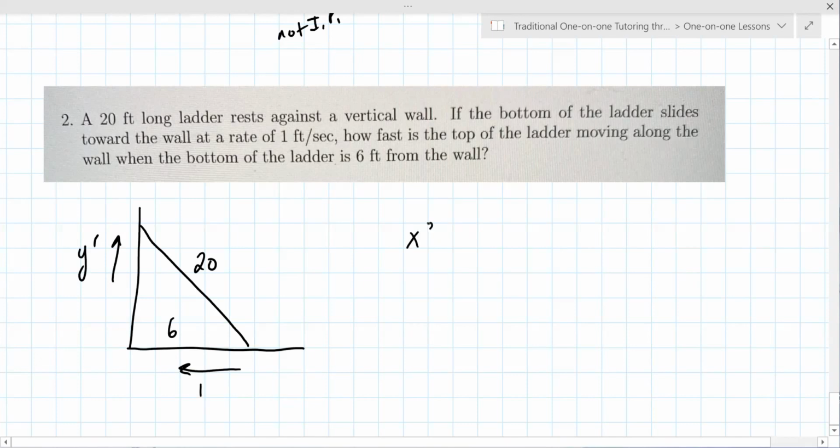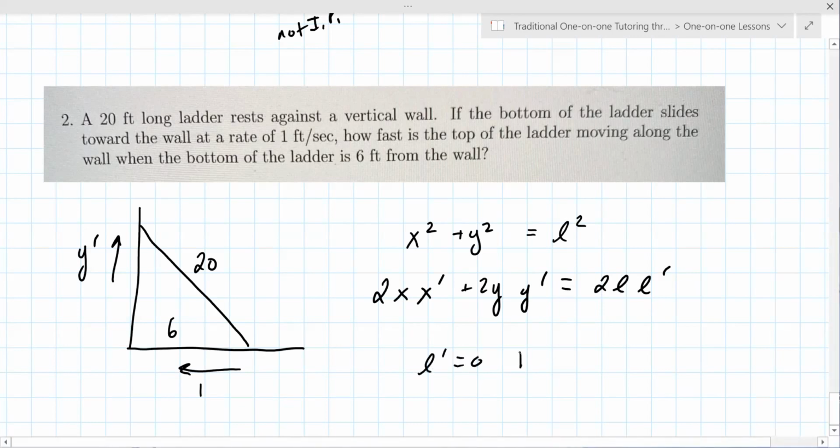So I tend to prefer to use x squared plus y squared, even though you might use a and b. I'm going to use the length of the ladder here squared. So you take a derivative, and because it's related rates, there's an x prime. And when you take the derivative of y, there's a y prime, and 2l l prime. Okay, so this is very important. L prime equals 0 because the ladder is not changing size. It's fixed. So that means all of this is 0.